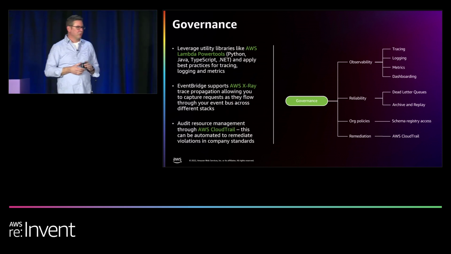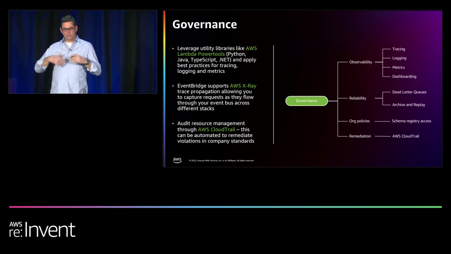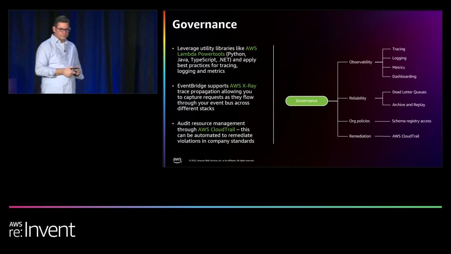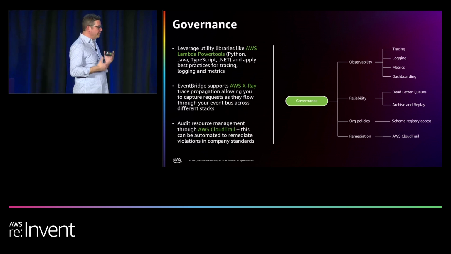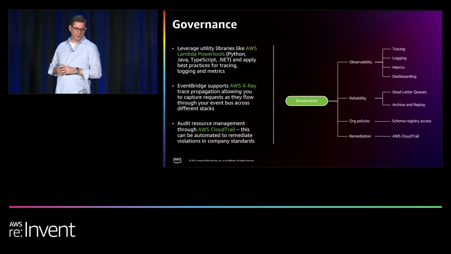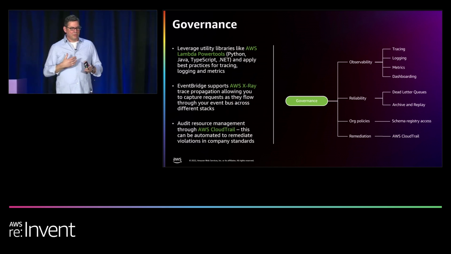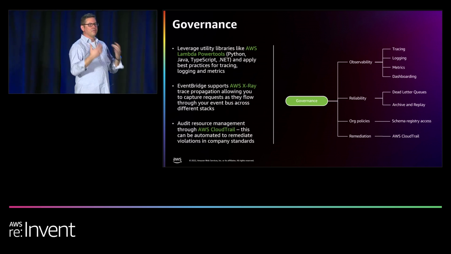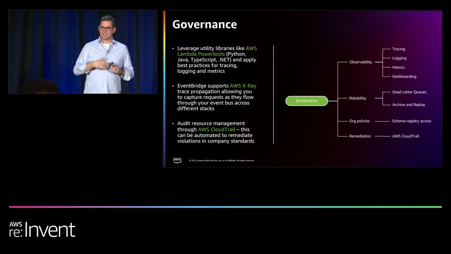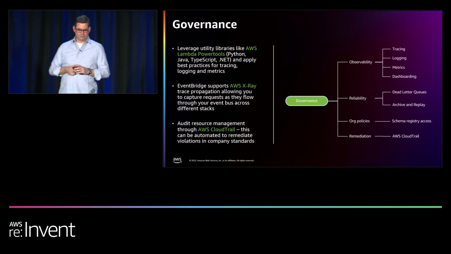Now, with X-Ray support for EventBridge, you can also start to begin to trace events as they flow through your system, providing you with further insights into the health of those architectures. And using services like AWS CloudTrail, you can also build automation around enforcing the rules and standards that you've established within your organization.